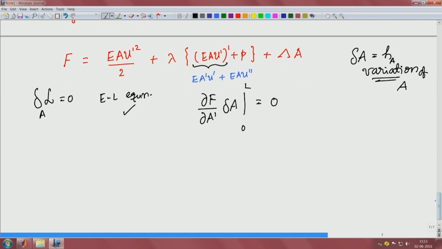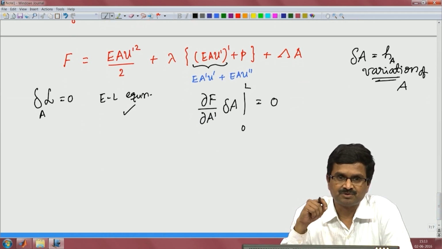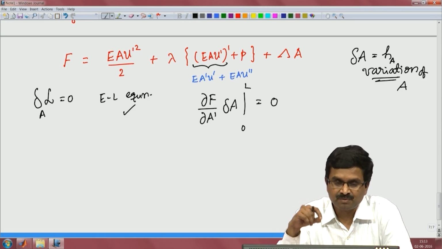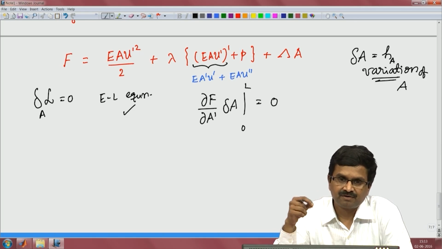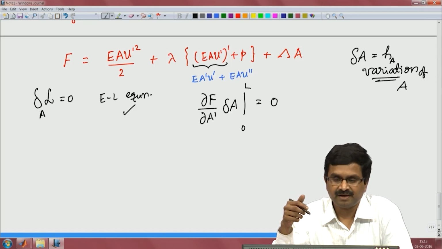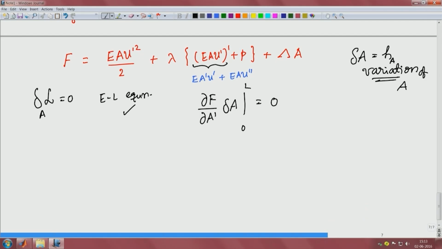That was our condition. Here is where the importance of calculus of variations comes through. It is not enough just to know how to write Euler-Lagrange equations, we need to know the boundary conditions. In fact, later on we will find some more subtleties in calculus of variations, where we need to figure out how to write this properly so that we can solve any problem. Okay? This is dou f by dou A prime delta A 0 to L equal to 0.